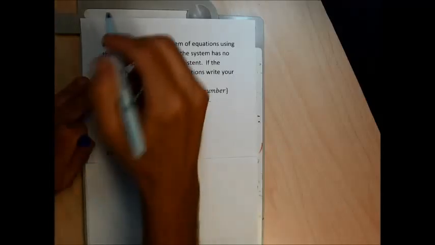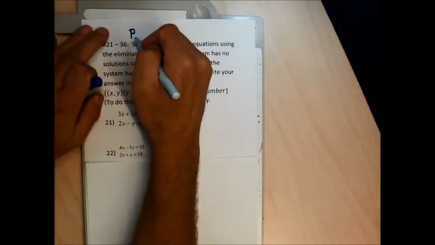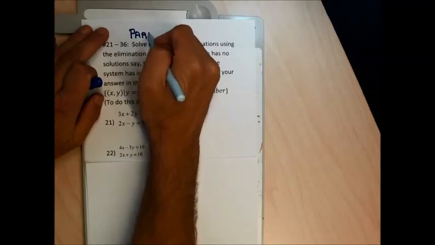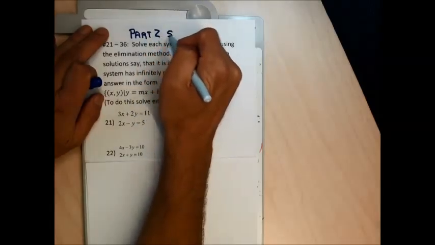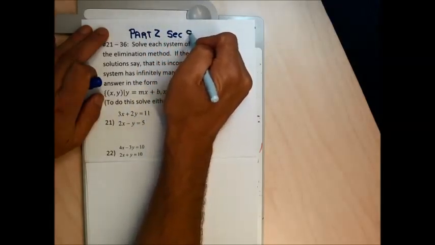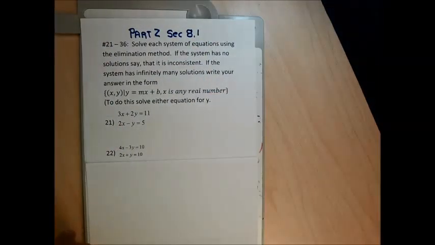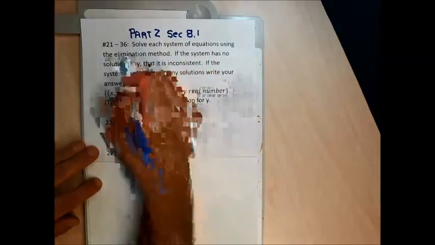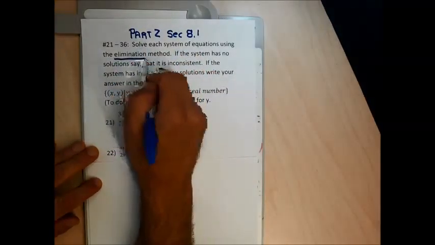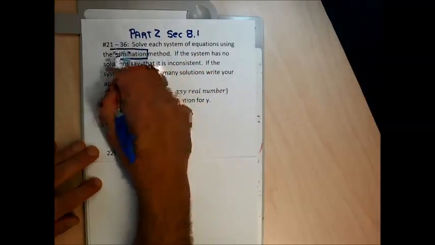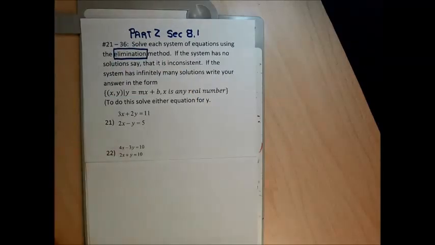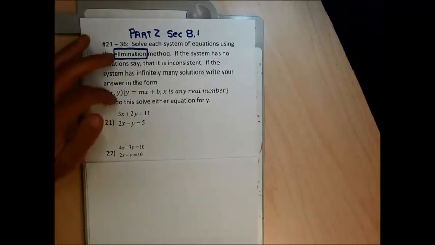So this is going to be part 2 of what's going to definitely at least be 3 parts for section 8.1. And if you glance at the instructions for the last group of problems that we just did, they look identical to this group except one word is changed. It's solve each system of equations using, in the last problem we were using the substitution method. That word's been changed to elimination method. And then the rest of this junk's the same.